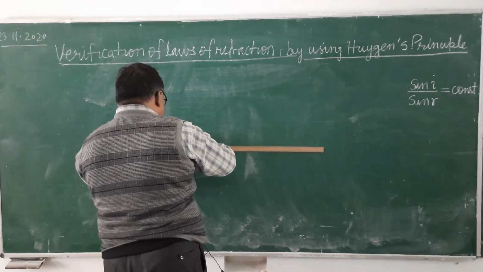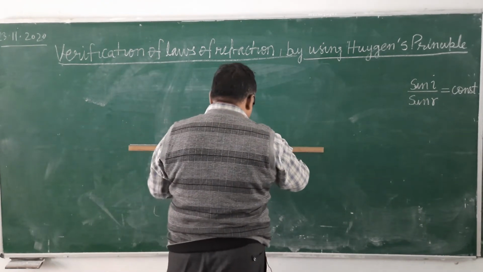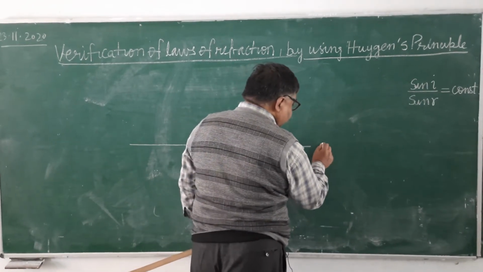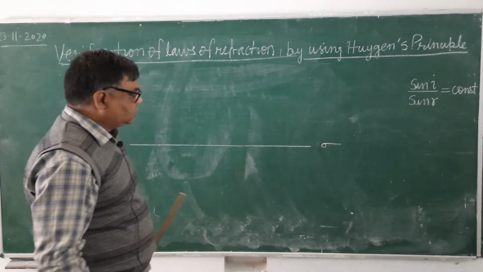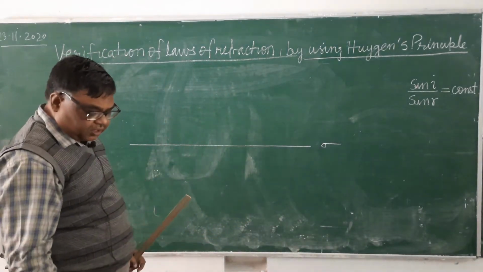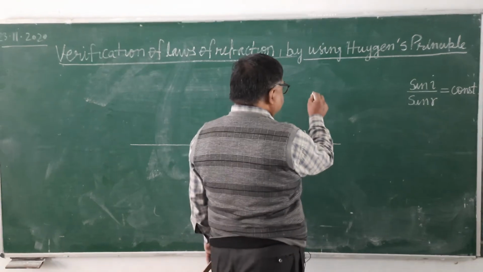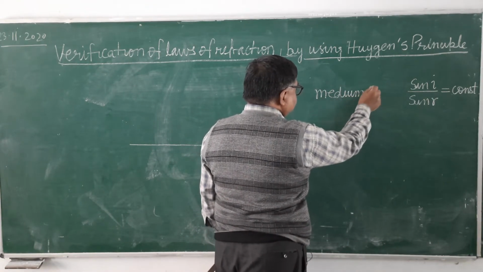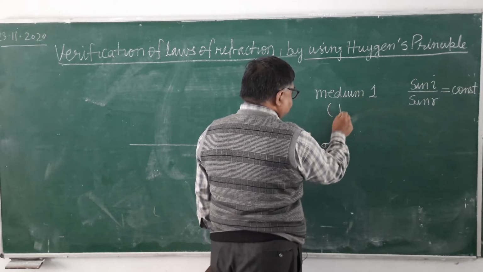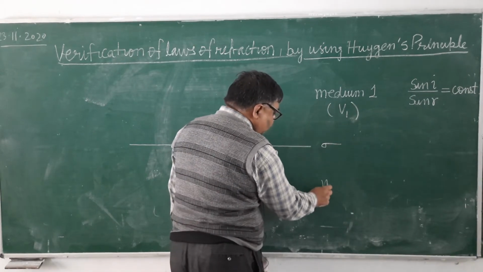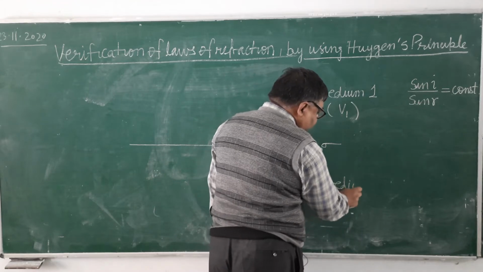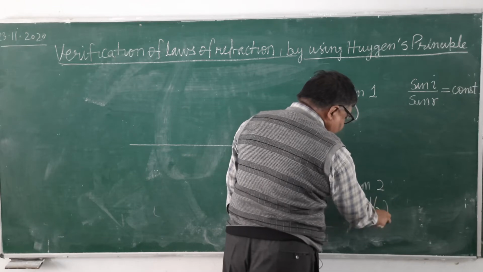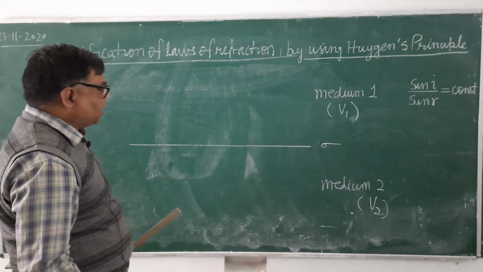It is just like the verification of laws of reflection. The diagram is similar. Here this is a refracting surface, which is separating two media. This is medium 1 in which the speed of light is v1, and this is medium 2, in which the speed of light is v2. It is separating two media, v1 and v2.